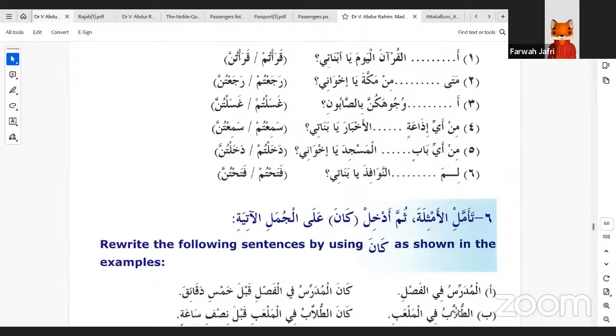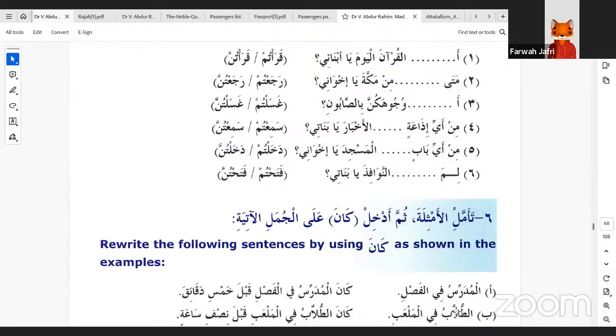And the fourth one, Banati, is my daughters. Correct. So again, we'll use the feminine form, which is sami'tunna. So min ayyi idha'atin, radio station, broadcast. So from which broadcast or radio station did you hear the news? Okay, broadcast. Sami'tum, you all heard the news. Khabar, akhbar is the plural, which means news. Got it. All right, thank you.